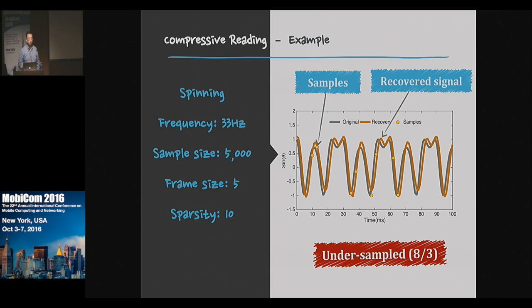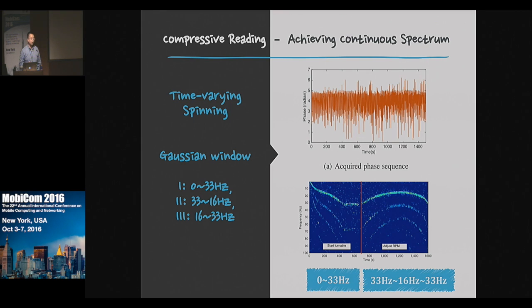We can see that the signal is sampled lower than 3 times in each cycle on average. However, the recovery of the signal is almost the same as the ground truth. You may ask the question, can we inspect the frequency-varying vibration? The answer is yes. We can achieve the continuous spectrum by sliding a Gaussian window over the samples, under a practical assumption that only one fundamental frequency dominates the vibrations during the short measurement time.